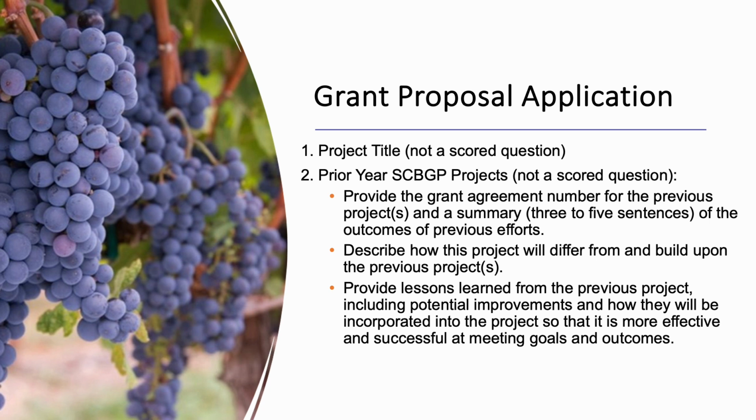The prior year SCGBP project is a multi-part question and is an unscored question. If the project you are submitting builds upon a previous SCGBP project, include the grant agreement number from the previous project or projects and the outcome from these projects. Describe how these new projects are different from and build upon previous work, and provide a lesson learned from the previous project or projects, including potential improvements and how they will be incorporated into the new project. If the project does not build upon previously funded SCGBP projects, the questionnaire will prompt you to indicate this.